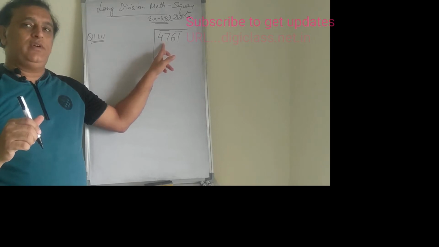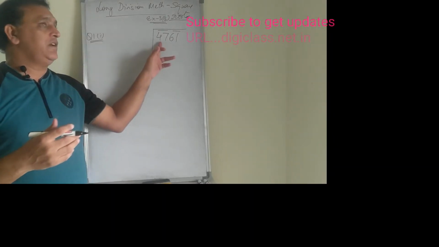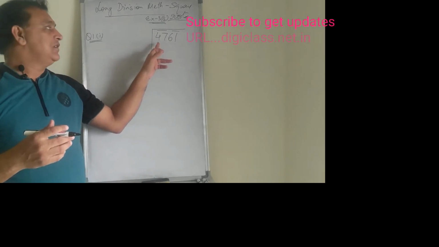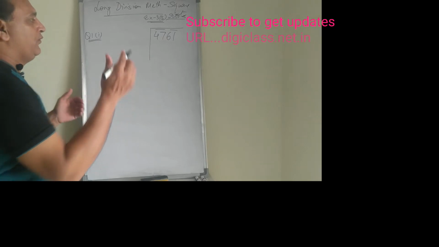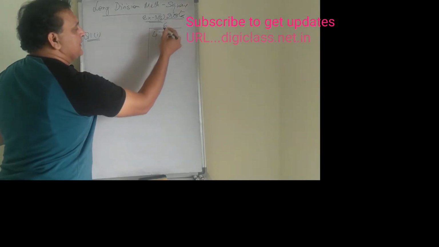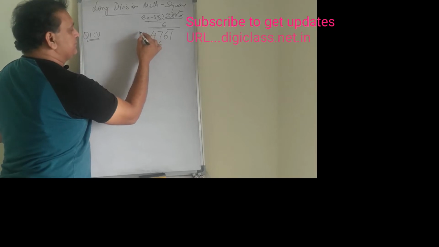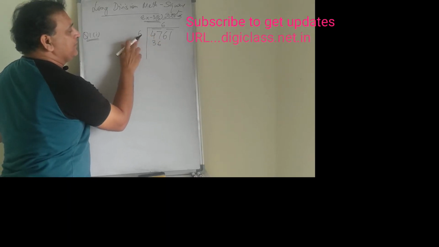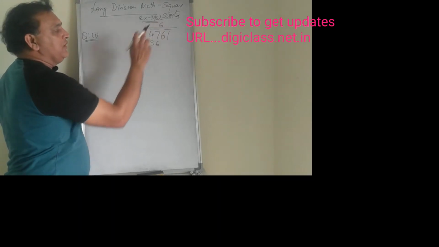We can take 25, but there is still another number, which is 6. The square of 6 is 36, which is also less than 47. 7 squared is 49, which is more, so we cannot take that. So we have to take 6 as our number, and we get 36. Whatever number you are using, you write it here and as a quotient also.